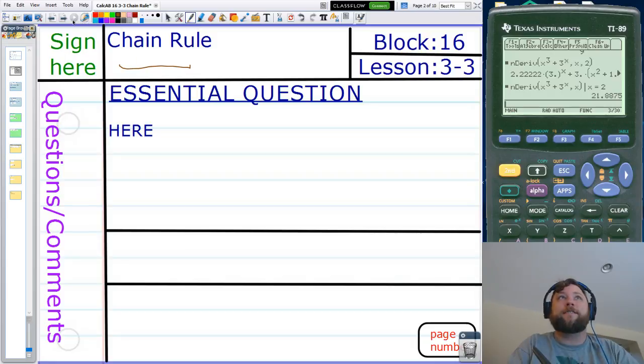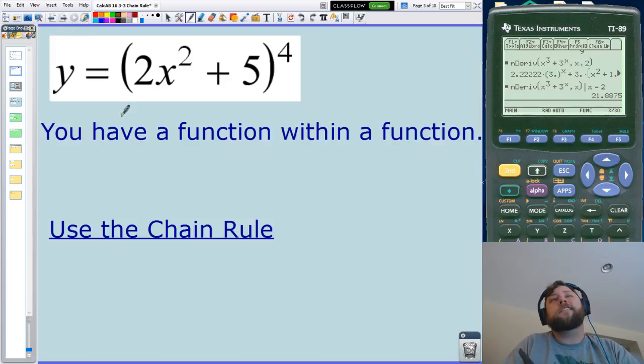Let's begin. All right, let's say you have this function, y equals (2x squared plus 5) to the fourth, and you have to derive it. You're like, okay, I guess it's 4x plus 5? I don't know. This doesn't look like stuff I've done. What do I do? Well, what you actually have here is a function within a function.